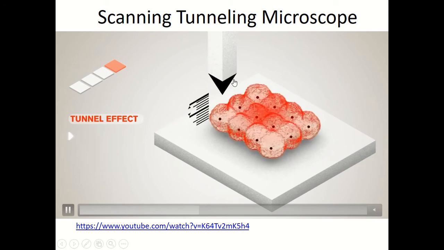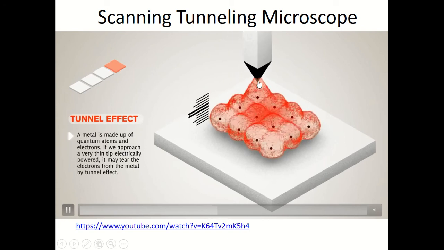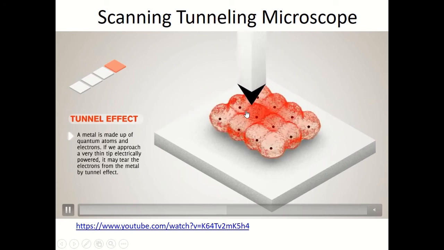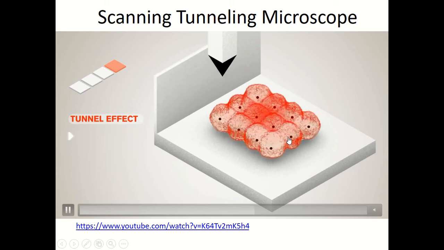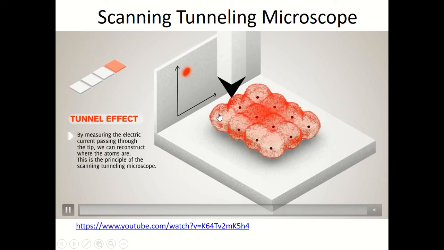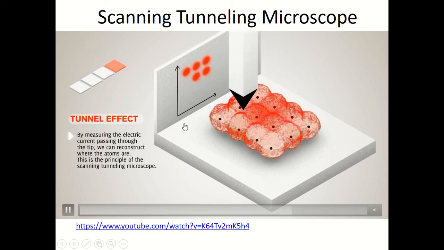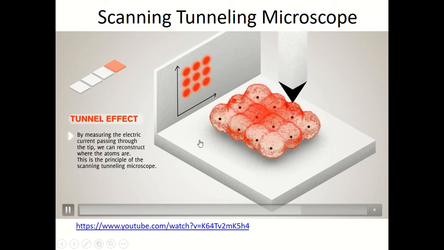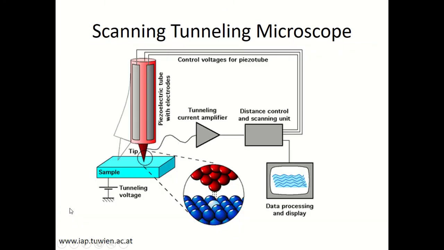This is STM tip. Now this tip is brought closer to the sample. Distance is very small, of the order of few angstroms, and then electron tunnels either from tip to sample or from sample to tip. It is based on the voltage applied. And from this tunneling current, the position of atom on the surface is detected. So if tunneling current is higher, there is the position of atom. And this way we can get contour map of the sample surface.